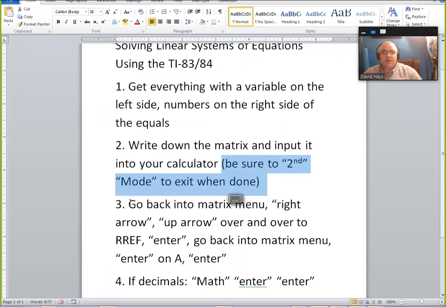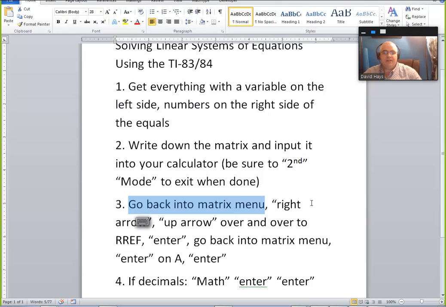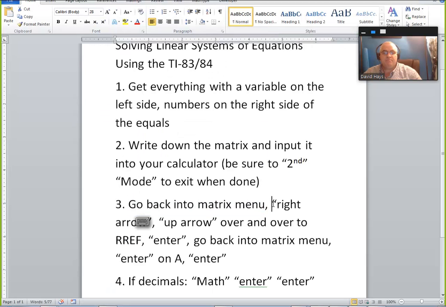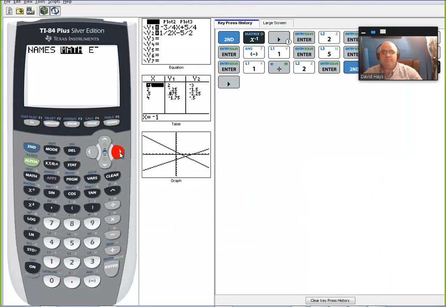And now we're at step 3. We're going to go back in the matrix menu. So do second, x to -1. We're going to right arrow. So our right arrow.